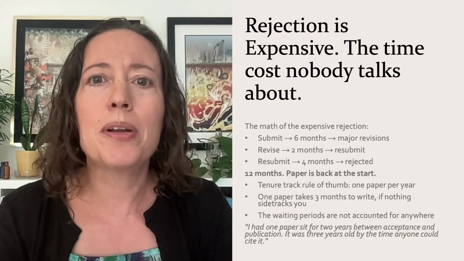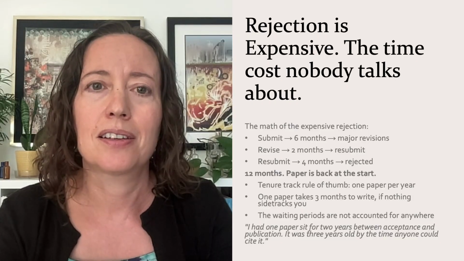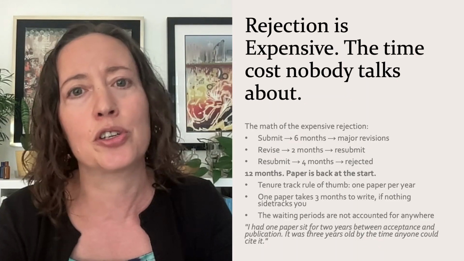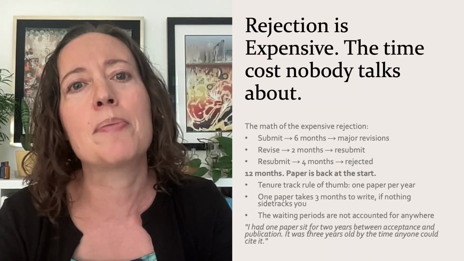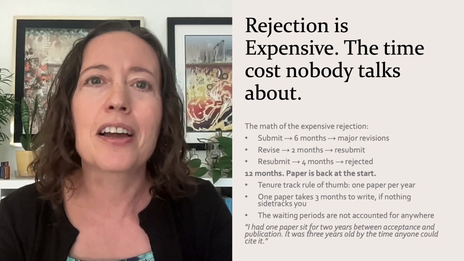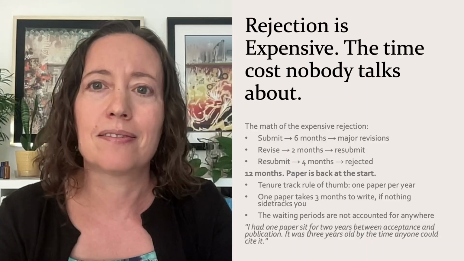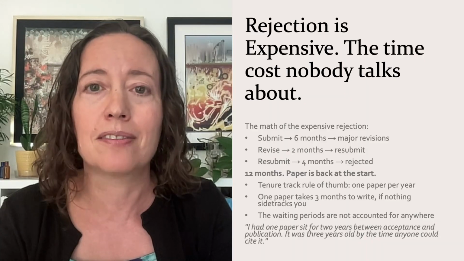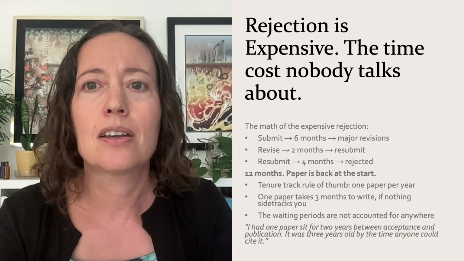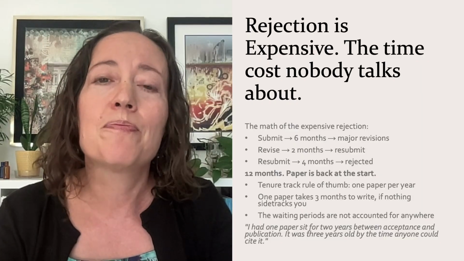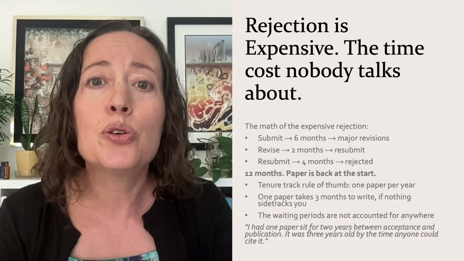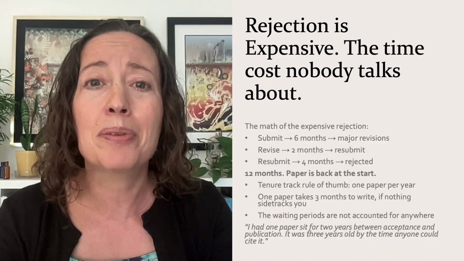All right, nobody tells you about the time cost. The rule of thumb for tenure track is 1 paper per year. It sounds manageable until you do the math. A paper takes 3 months to write if you're focused and nothing sidetracks you. Good luck with that. And then you submit. Then you wait for acknowledgement, for a desk decision, for reviewers to be assigned, for reviewers to actually review. I had 1 paper sit in a journal's backlog for 2 years between acceptance and publication.